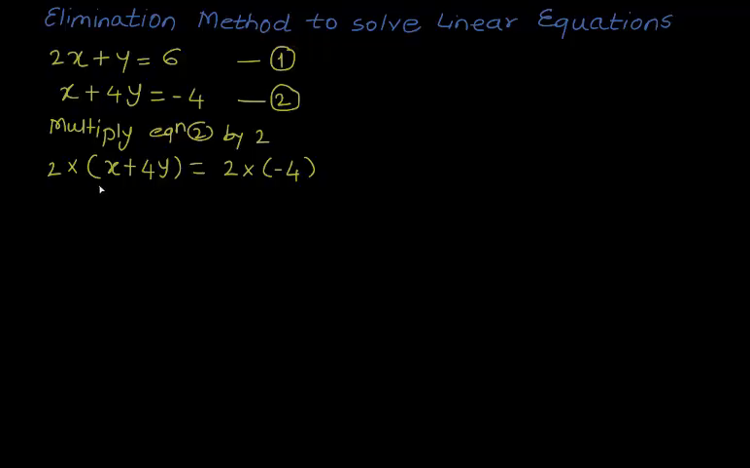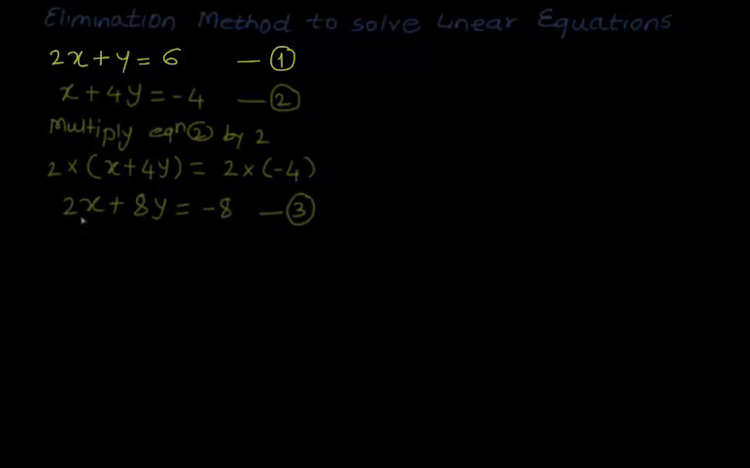So if we add, subtract, multiply or divide both sides of an equation by the same number, the equation will not change. It will be in balance. So let's simplify this equation. 2 into x will be 2x, plus 2 into 4y will be 8y, equal to 2 into minus 4, which is minus 8. Let's call this equation 3. Now we have the first equation 2x plus y is equal to 6, and the second equation is 2x plus 8y is equal to minus 8.